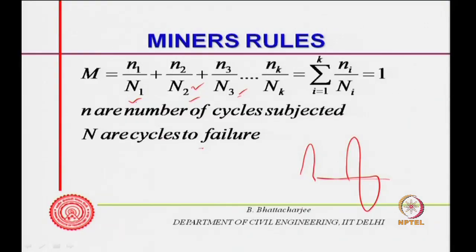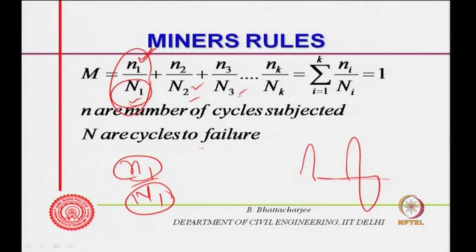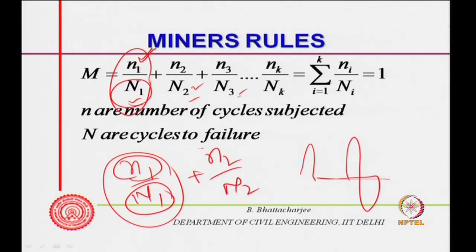Now, cumulative damage: supposing the structure or element of the structure is subjected to n1 number of cycles in a particular regime of stress reversal, whose number of cycles to failure is capital N1, then the damage is n1 divided by N1, where N1 is the number of cycles till failure, and n1 is the cycles actually applied. So the fraction of damage is given by this. The fraction of damage for another regime is this. When the sum total of k such regimes equals 1, we say that failure has occurred. This is Miner's rule.